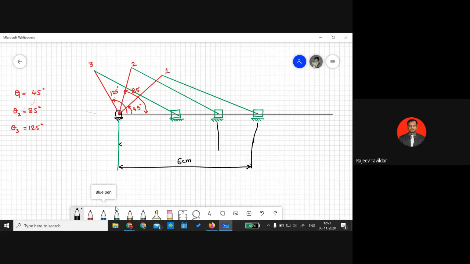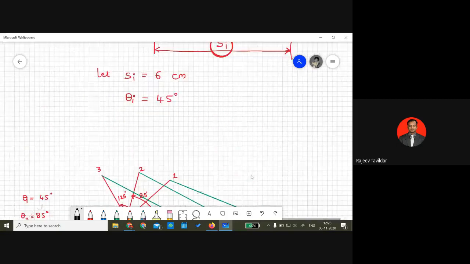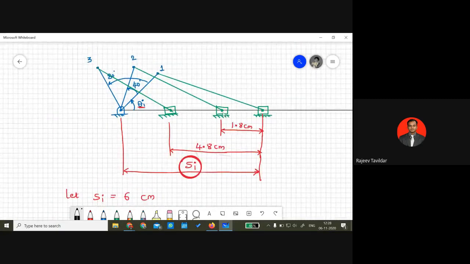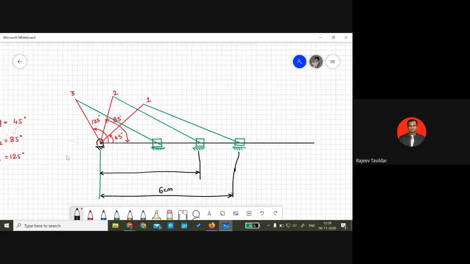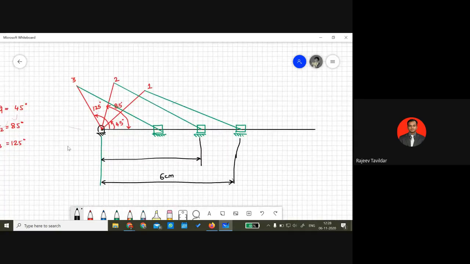What about this? You know that between 2 and 1 it is 1.8 centimeters. Total is 6 centimeters. So the remaining dimension you can write it here. So it comes out to be around 4.2 centimeters, right? So this is 4.2 centimeters. And similarly, what should be this? 1.2 centimeter. This is 1.2 centimeters.